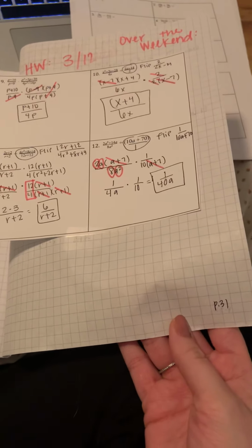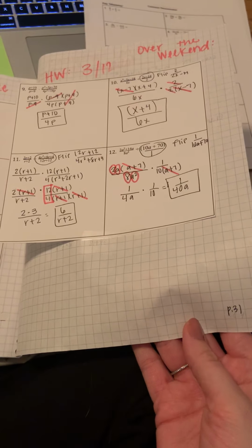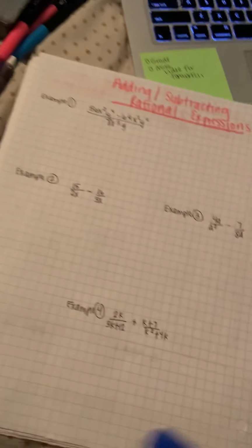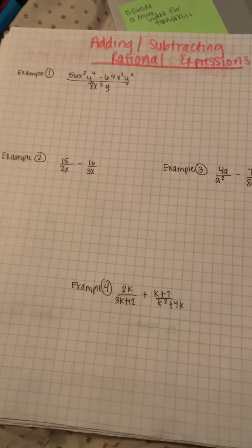Okay, so moving on from your homework, after multiplying and dividing, we're going to move on to adding and subtracting rational expressions. Okay, so let's jump back. So just adding and subtracting, but let's step back a little bit and think back to our fraction rules. I'm going to get an expo marker here.